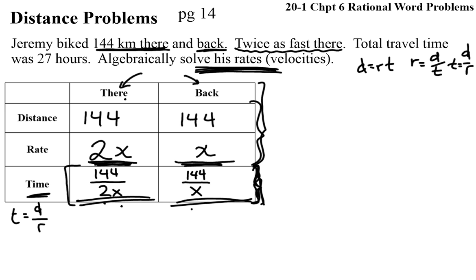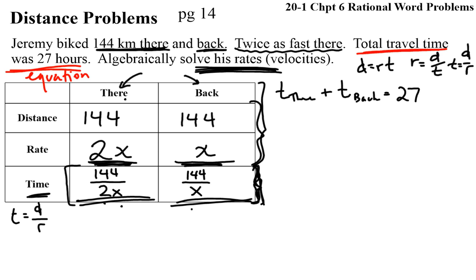Now we need an equation. This is where the last piece of information comes in for the equation. We know it was 27 hours total travel time. So that means the time going there together with the time coming back was 27 hours. So I can now plug in.